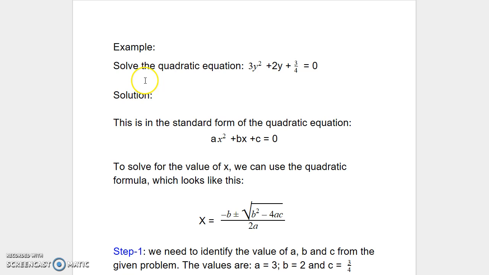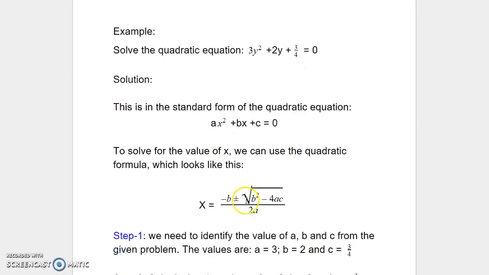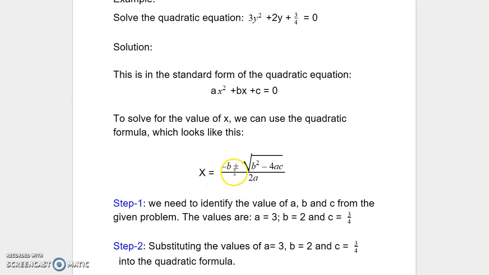Let's say we have a quadratic equation in y this time: 3y squared plus 2y plus 3 over 4 is equal to 0. So this is in the standard form of a quadratic equation, ax squared plus bx plus c is equal to 0. If this is the form we know, then the quadratic formula can be written as x equals minus b plus or minus the square root of b squared minus 4ac, the whole thing divided by 2a.